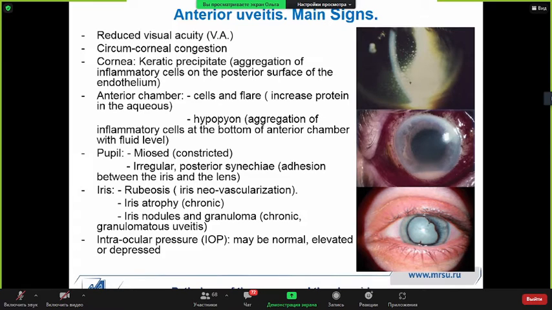Intraocular pressure in this process can be normal, but can be elevated or depressed due to how much time has passed since the start of uveitis. Sometimes uveitis starts with elevated intraocular pressure, sometimes with depressed.